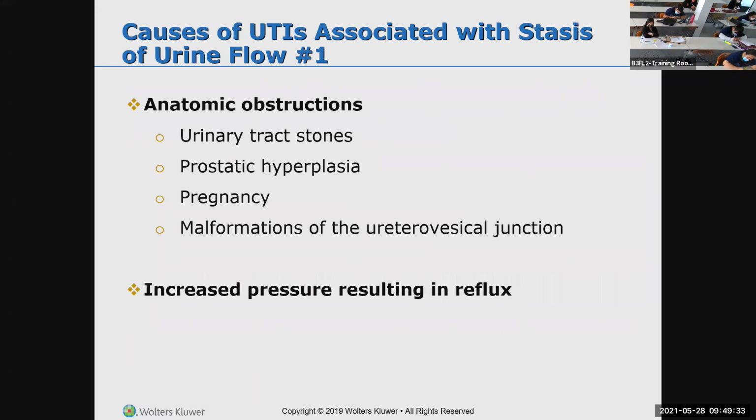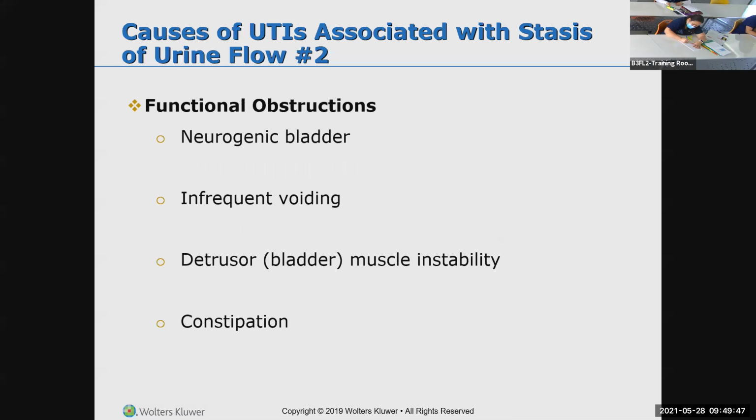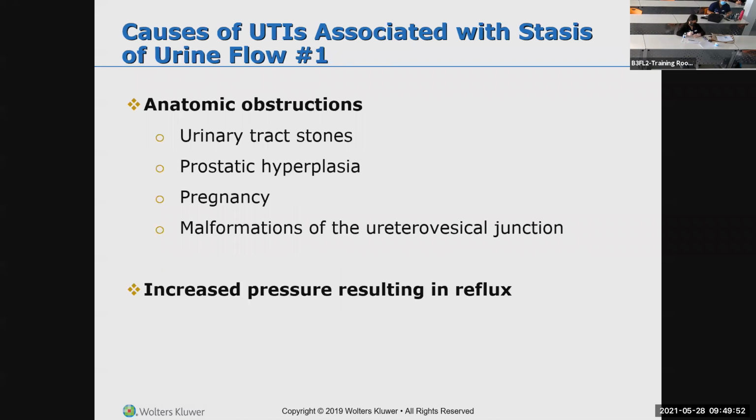Okay. The causes of UTI associated with stasis of urine flow. Number one, anatomic obstruction. Number two is functional obstruction. Now let's take care of anatomic obstruction. Anatomic obstruction might be caused by urinary tract stones. Please remember, stones.